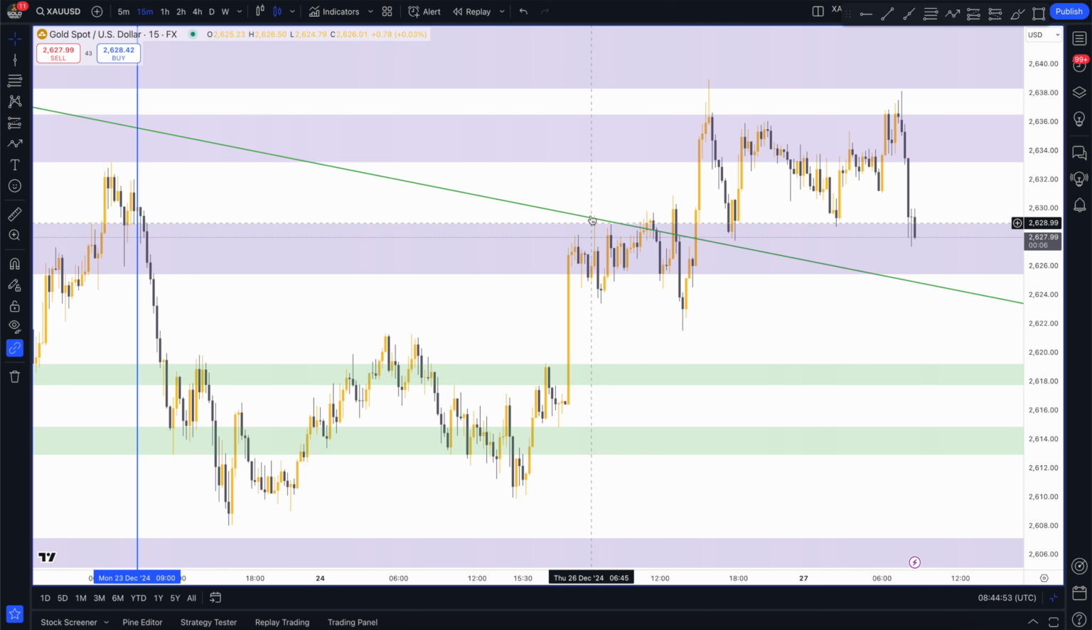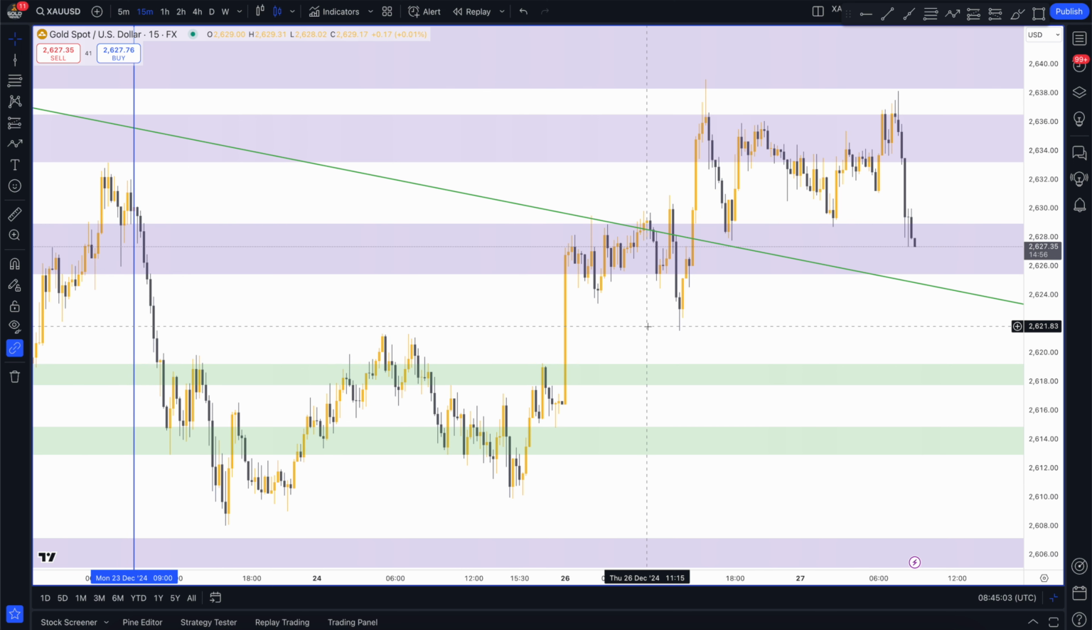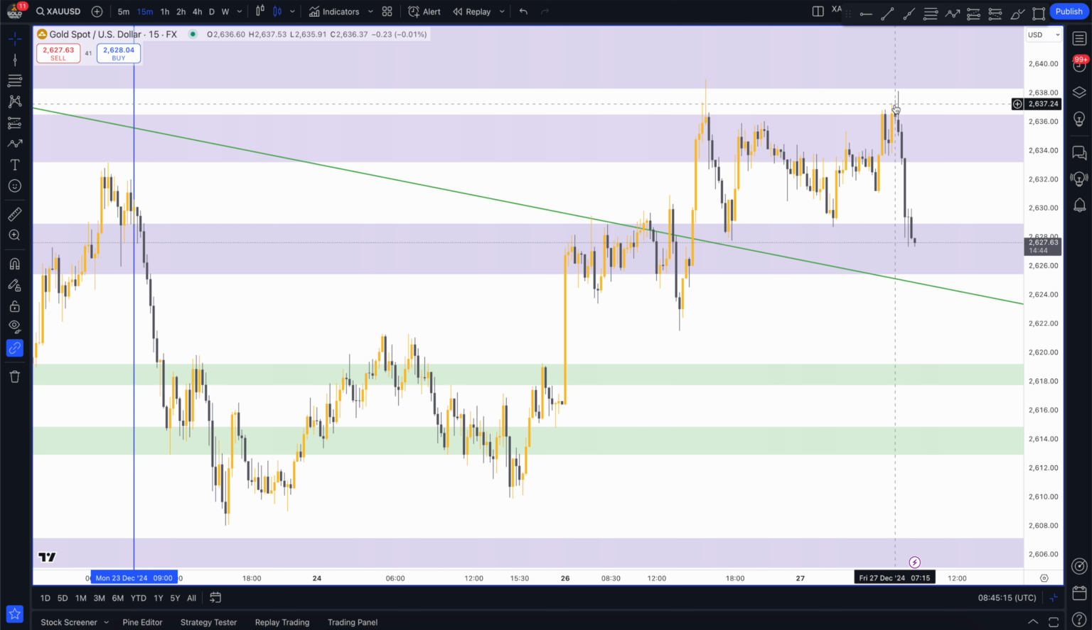Price then tested this area of resistance, broke back down to test near this resistance that was created here, before price tested that support again at the level of 2610. We found support at around 2621 before price then pushed up all the way, almost touching 2640. And since then we have had some consolidation. We found another point of resistance at the same area here at 2637 again, and price has since become bearish.